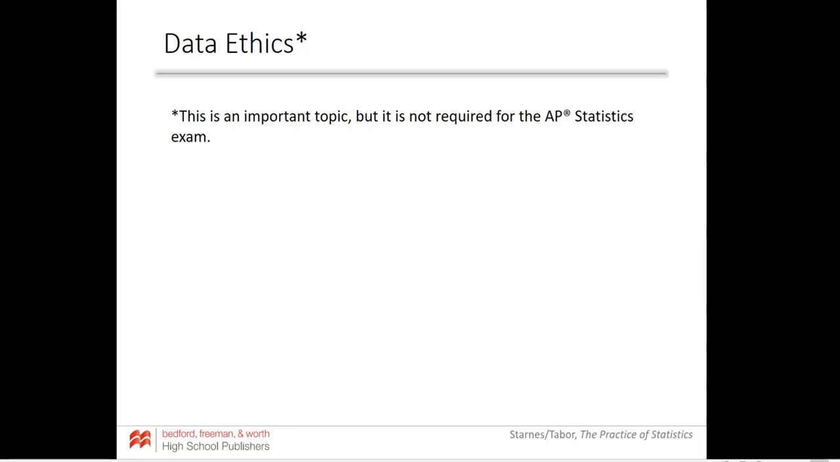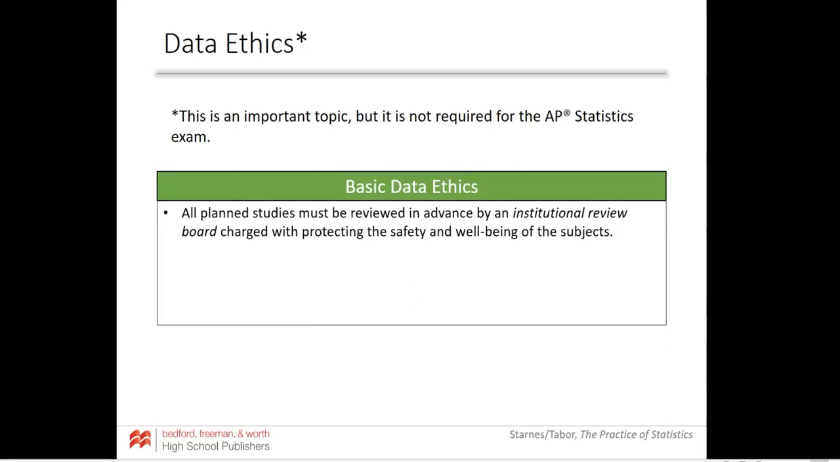Data ethics is not going to be on your AP exam. It might be on my chapter test. Just a couple of basic principles here. I think they're good for you to know because they're basic. When you have a study, this is just basic stuff here. So all planned studies must be reviewed in advance by the institutional review board.